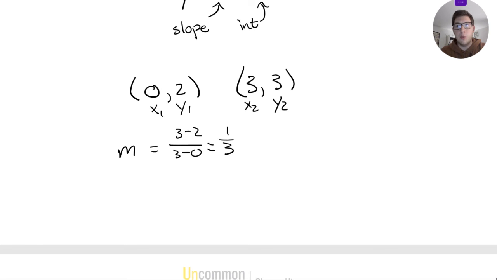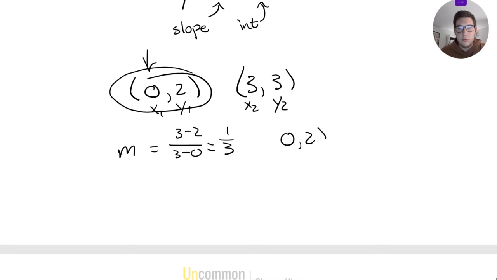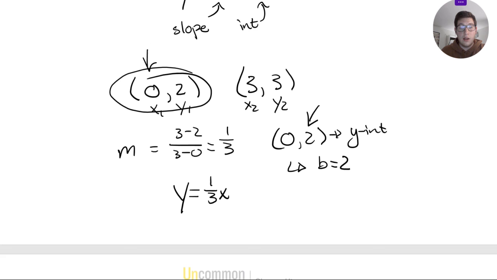And now I need that b value, right? That b value is the only thing that's missing. Well, let's take a look at this point right here. This point has an x-coordinate of 0, which means that 0, 2 is, by definition, our y-intercept, which therefore means that our b value is 2, right? It's that lovely b value right there. And so when I'm going to create this line, it's as simple as plugging these values in. I know that I'm going to have y is equal to 1/3 x plus 2. Simple as that.